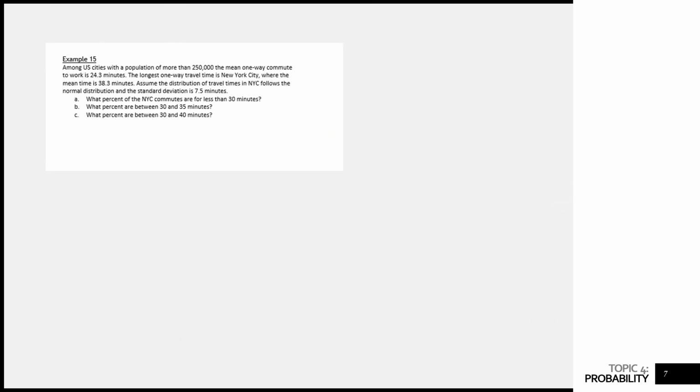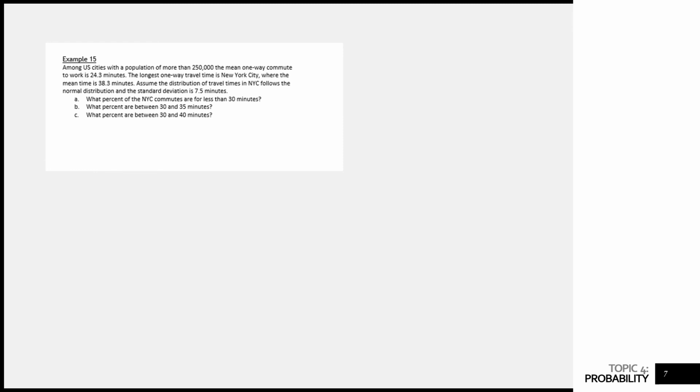Let's look at example 15, which is the last example in this virtual lecture. Among US cities with a population of more than 250,000, the mean one-way commute to work is 24.3 minutes. The longest one-way travel time is New York City, where the mean time is 38.3 minutes. Assume the distribution of travel times in New York City follows the normal distribution and the standard deviation is 7.5 minutes. If you noticed, there are two means here. You need to determine which one is more relevant.